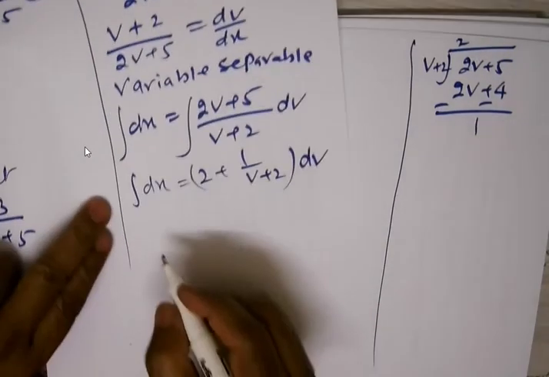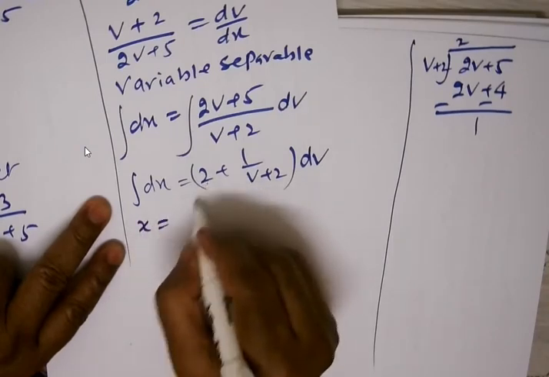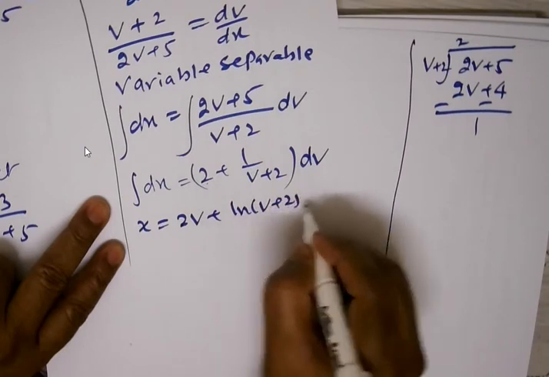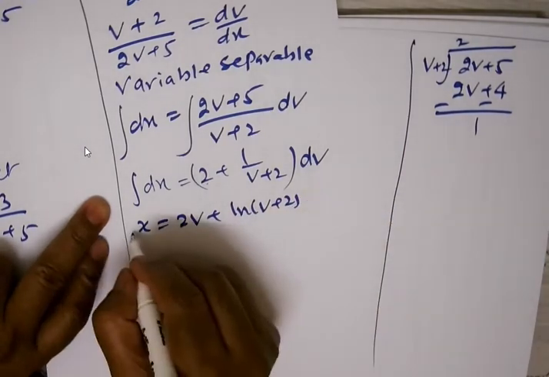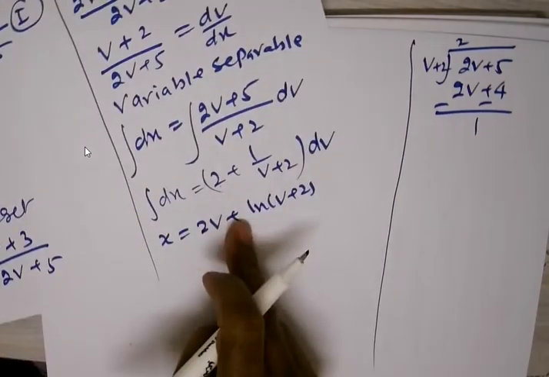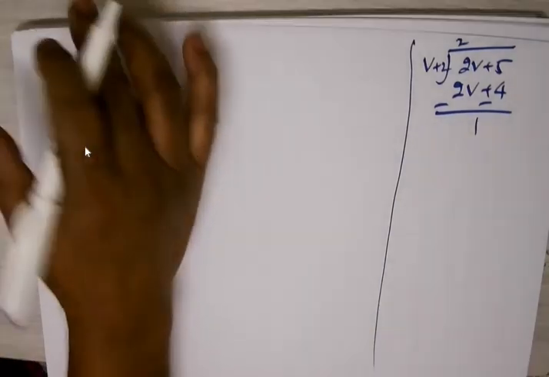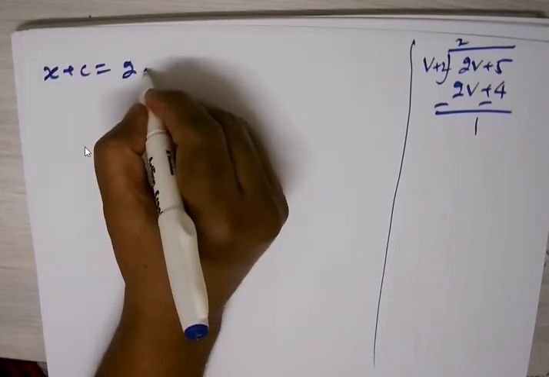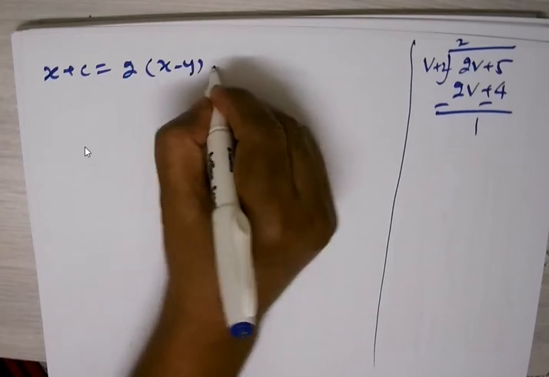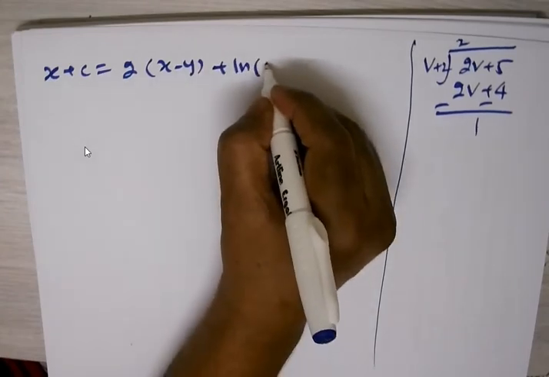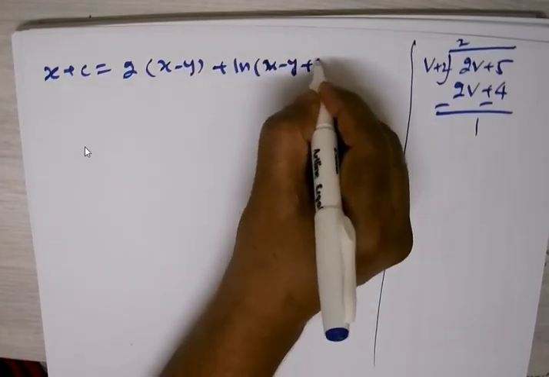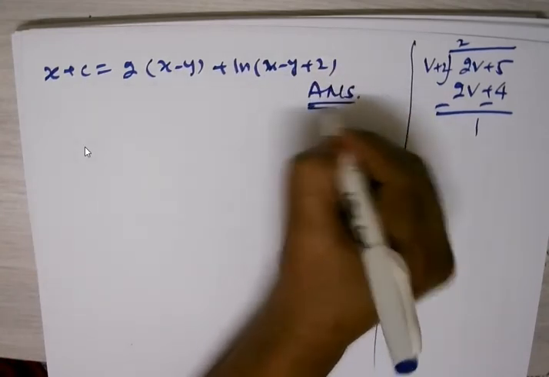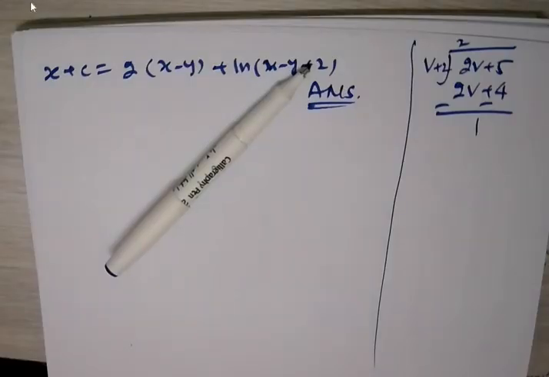Now integrate it. So integration of dx means x is equal to integration of 2 means 2v, and this one is ln of v plus 2, plus integration constant. I forgot to write it, I will write it here. So now on the next page, x plus c, integration constant, replace v. V means x minus y, plus ln of v means x minus y plus 2. Just this one is the answer of that question. Nothing in that type of question. Hopefully, my dear friend, you understand this part.